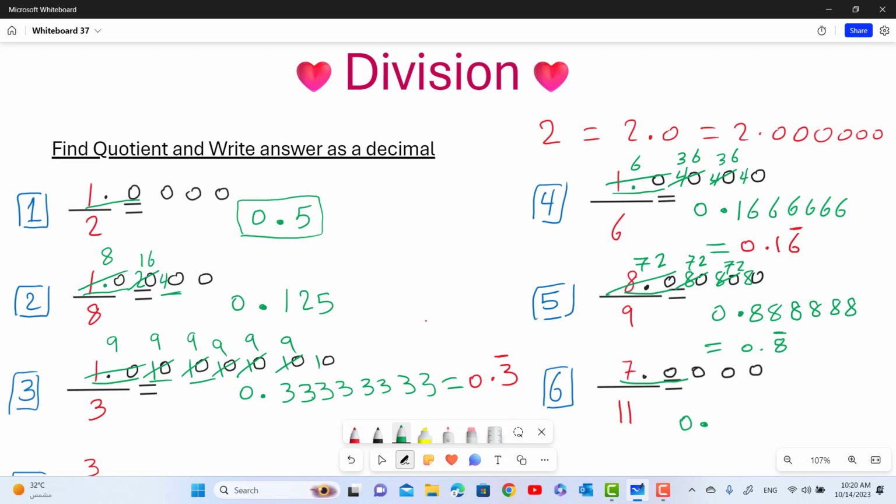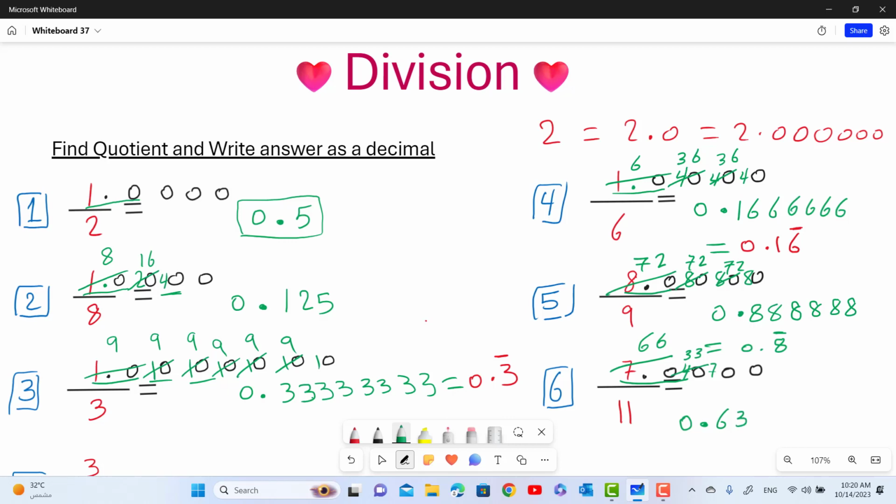Table 11, we know it. 2 times 11, 22. 3 times 11, 33. 4 times 11, 44, 55, 66, like this. Now I need a number less than 70, which is 66. How many left here? 4. 66 divided by 11 is 6. 40 divided by 11, we can't. But which number is less? 33. How many left? 7. 33 divided by 11 will be 3.